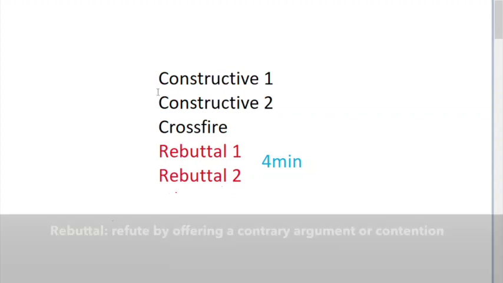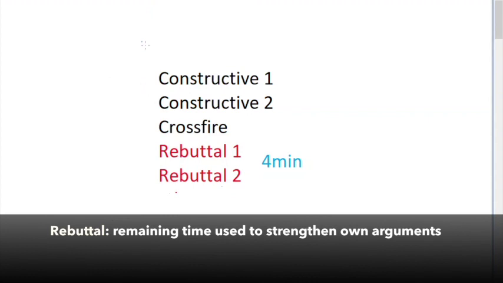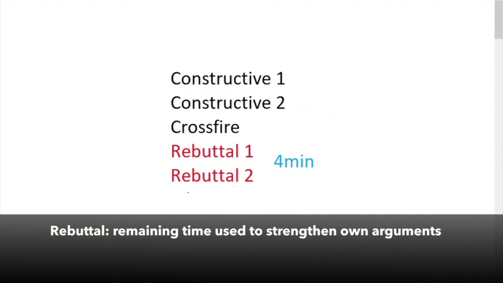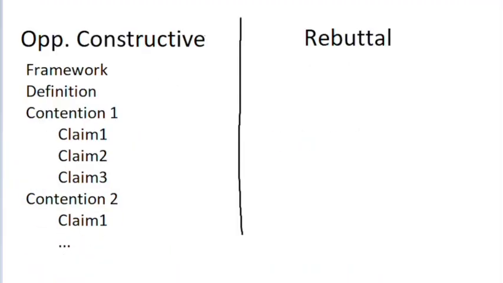Only when you're done refuting your opponent's arguments, you can choose to strengthen your own case by adding, say, additional arguments or further explaining some of your arguments. This is how it will look on the flow sheet.